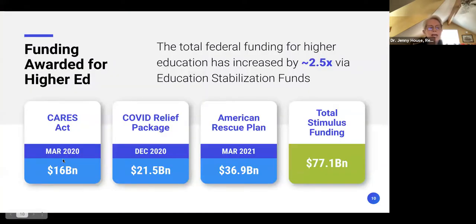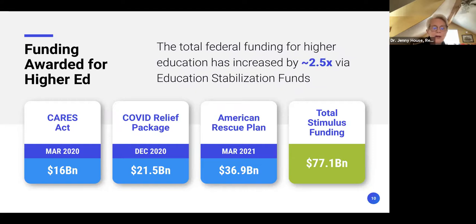So let's take a look at the funding for higher ed. The CARES Act, signed on March 27th, was $16 billion. That really was to address the immediate needs that the pandemic had thrust upon all of the higher ed institutions, actually K-12 as well. But for all of you, that 16 billion was for the students as well as the institutions, about 50-50, because it really impacted both parts of your funding.